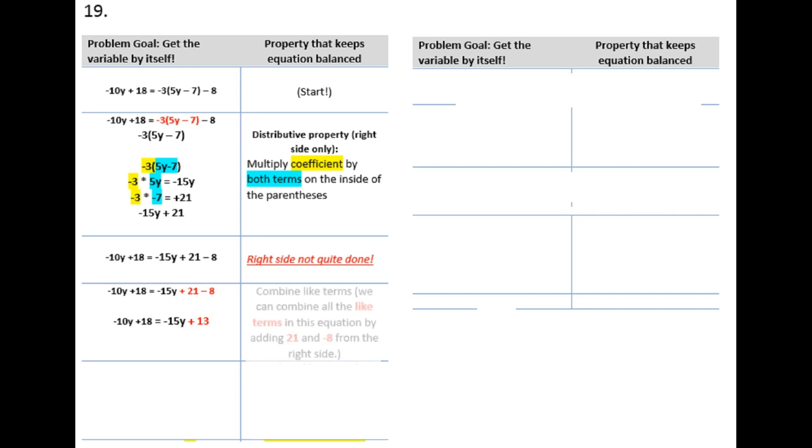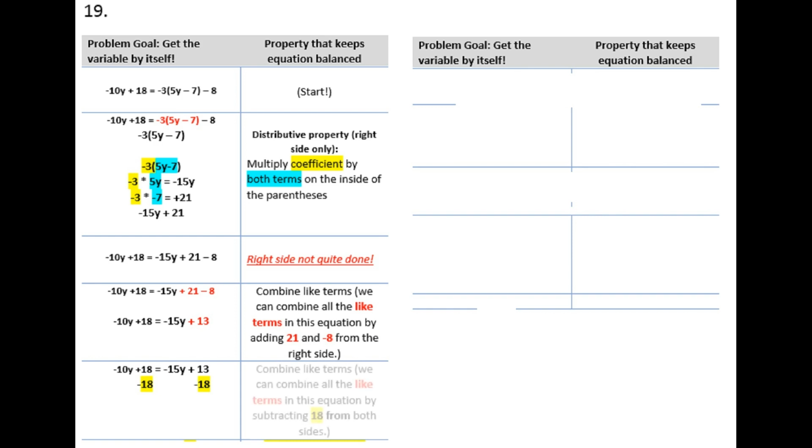So we have negative 10y plus 18 equals negative 15y plus 21 minus 8. Let's combine that 21 minus 8. 21 minus 8 is 13. And that's our right-hand side simplified. Now we can start sliding our terms around the equal sign.